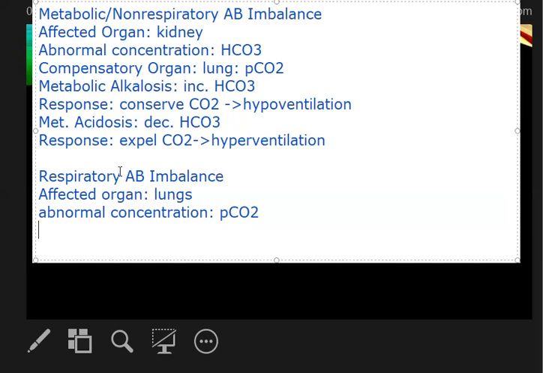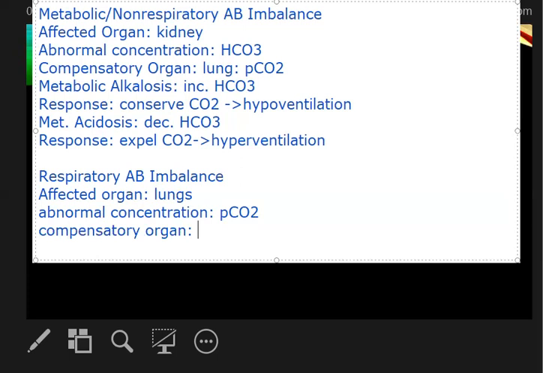So the abnormality lies in the concentration, or the partial pressure, of your carbon dioxide. If, for example, the affected organ is your lungs, then we cannot use it as the compensatory organ, right? Because if it is the one that is defective, then how can it compensate for itself efficiently? That organ cannot do that.